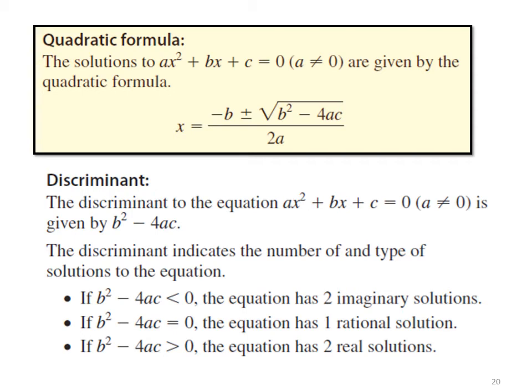answers. If the discriminant is negative, you have two complex solutions. If it's equal to 0, you have one rational, real solution. And if b squared minus 4ac is positive, then you have two real solutions.